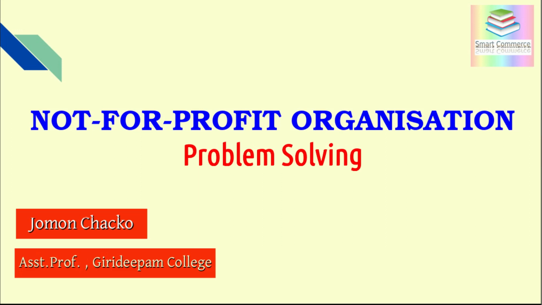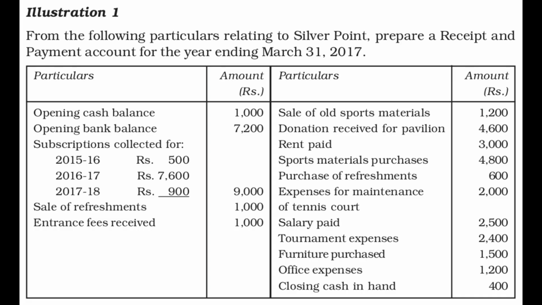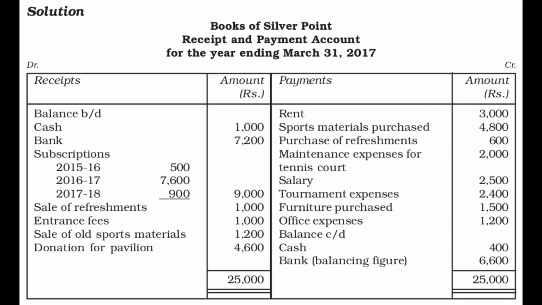Let's begin. Please take illustration 1 in this textbook. Illustration 1 in your book. From the following particulars relating to Silver Point, prepare a receipts and payments account for the year ending March 31st, 2017. As we have discussed in our theory episode, receipts and payments account is prepared with the items of receipts and payments of cash.